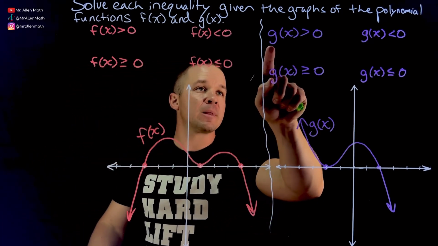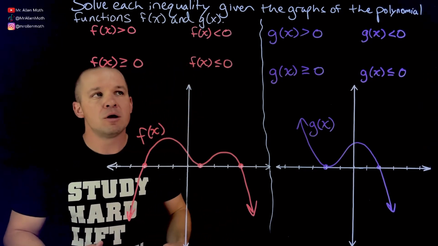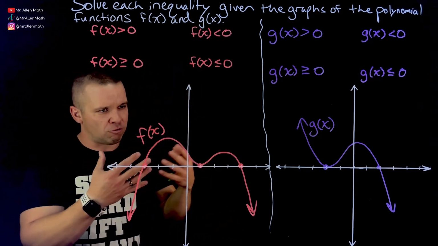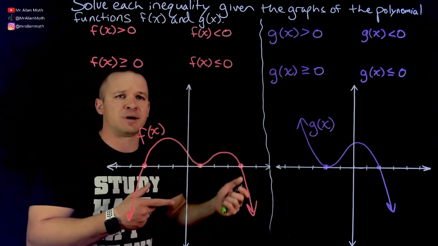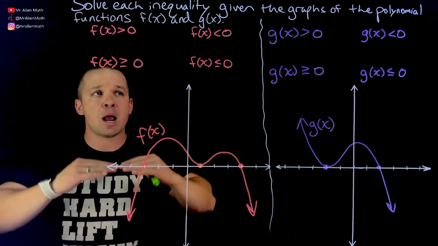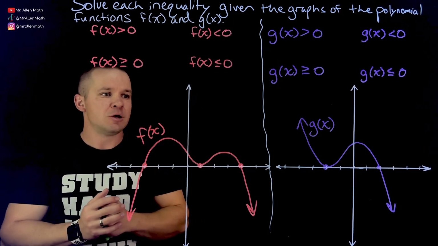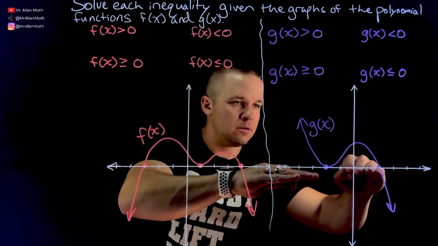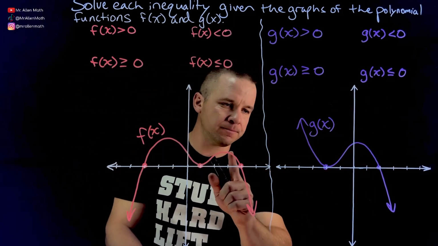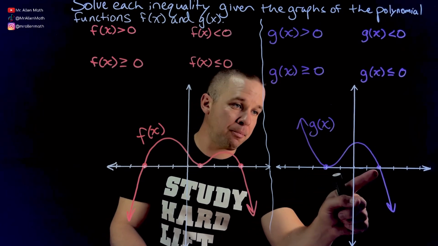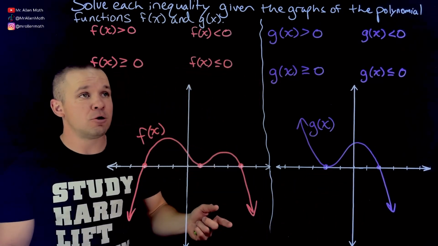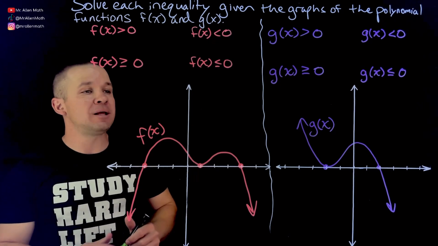So first off, g of x is greater than 0. So verbally and graphically, what does that mean? Well, that means that it's above the x-axis, right? Positive. So where is it above the x-axis? Well, all of that is above the x-axis. But hold up. That point and that point are on the x-axis, which means it's equal to 0. So we have to omit those.